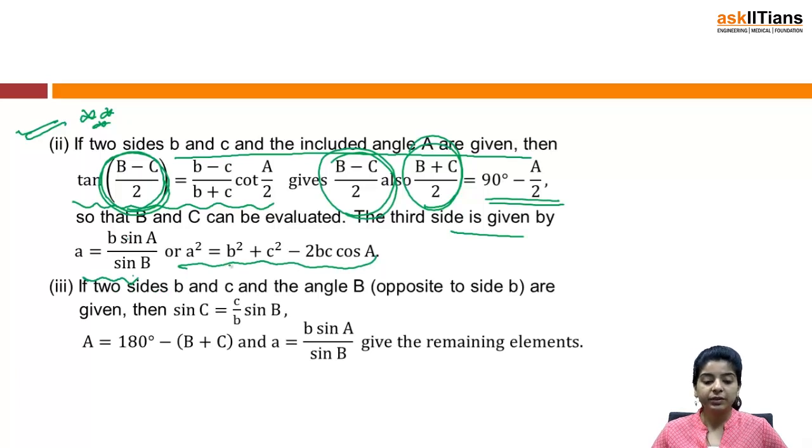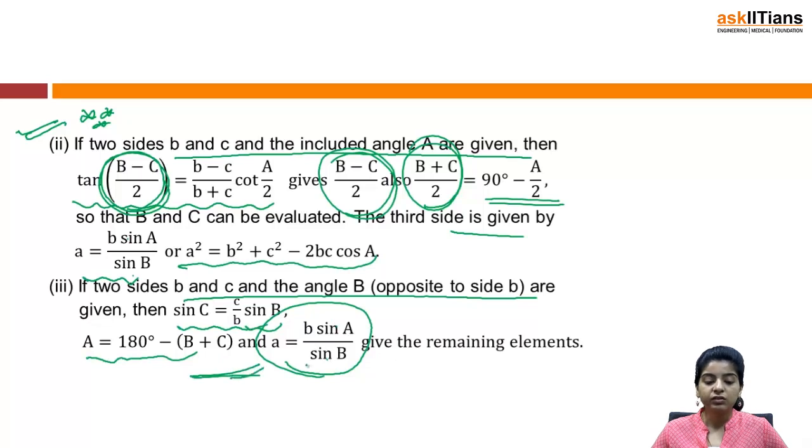Next, if 2 sides b and c and the angle B opposite to side b are given, then sin C = (c/b) sin B, and now we know A = 180° − (B + C), and a = (b/sin B) sin A. Using these two, again, you can obtain the remaining elements. So basically in a triangle we have 3 sides and 3 angles. These pointers are just telling you that if some of the elements are given out of these two sets, then how can you obtain the remaining elements.